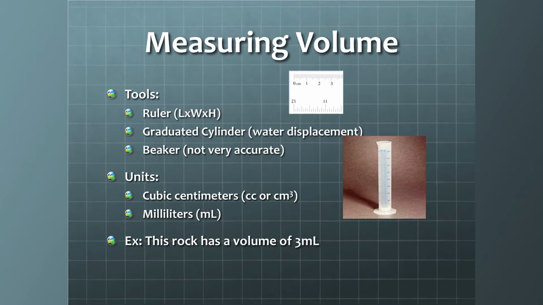For measuring volume, you can also use a ruler if it's a nice square, regular shape. You could use a graduated cylinder, water displacement, which I'll explain in just a minute, and you could also use a beaker. I don't recommend a beaker, it's not very accurate, but you can get an estimation. There's 2 main units for volume. Either you use cubic centimeters or milliliters. For example, this rock has a volume of 3 milliliters.